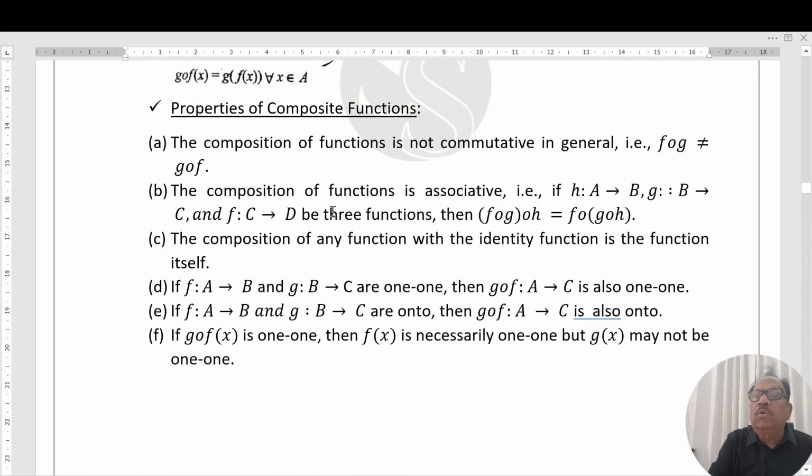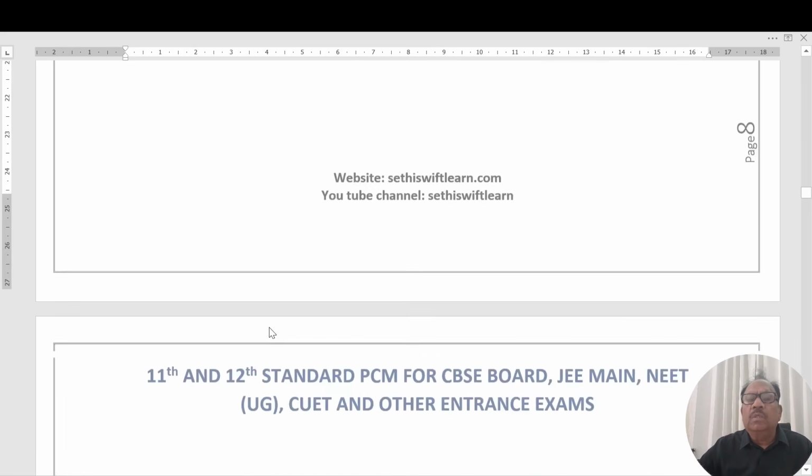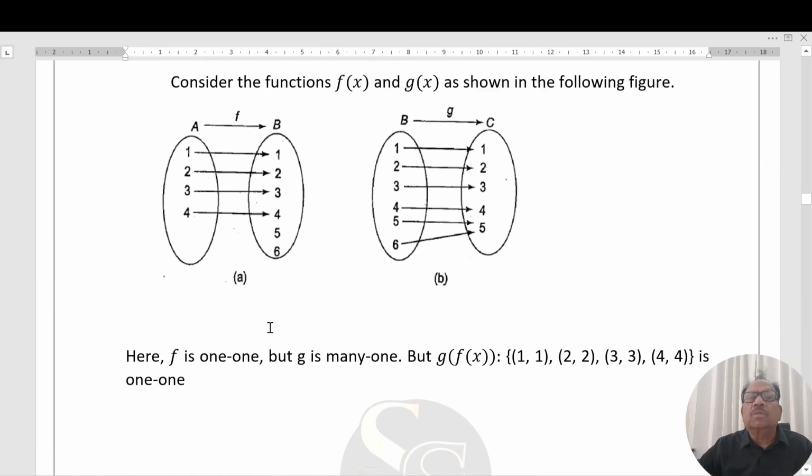The composition function is not commutative in general. It is associative; I am going to prove this question also. Composition of any function with the identity function is the function itself. These are very important from the entrance point of view. If f: A to B, g: B to C are 1-1, then g o f is also 1-1. If f and g are onto, then g o f: A to C is also onto. If g o f is 1-1, then f(x) is necessarily 1-1, but g(x) may not be 1-1, right? Now, these are the properties. Certain things to be discussed here.